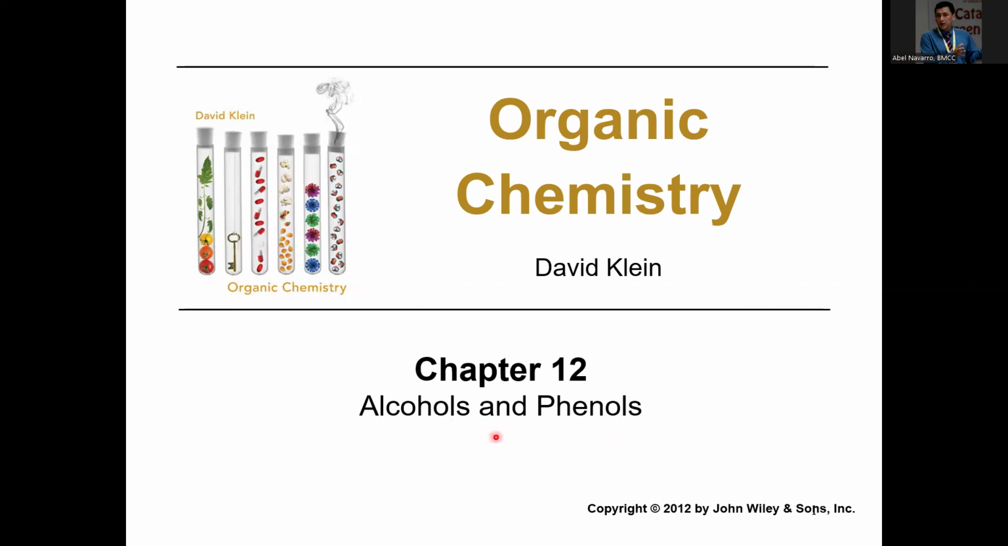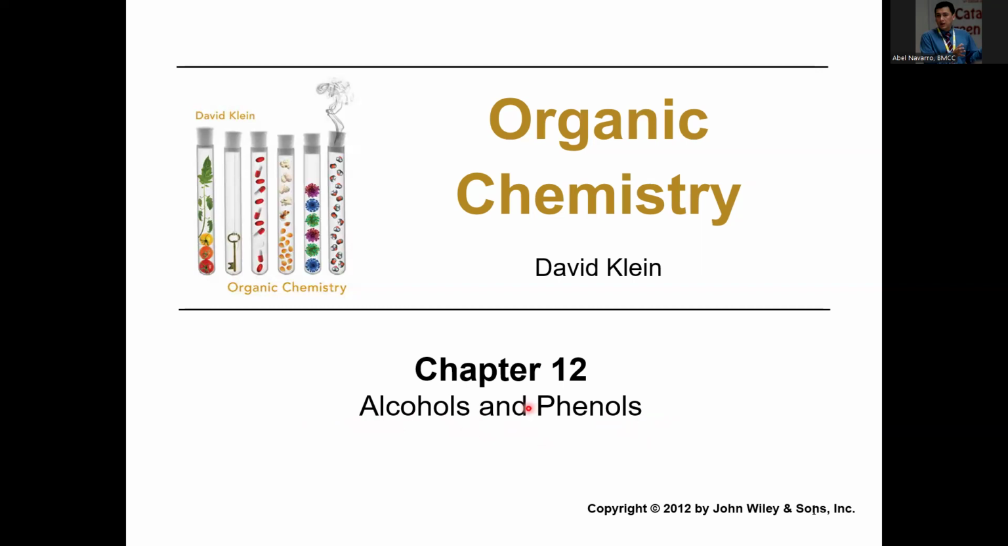phenols family. The difference between alcohols and phenols is basically the presence of an aliphatic chain or an aromatic chain. If there is a hydroxyl group next to an aliphatic chain, or single bonded, that's what we call an alcohol. If it's an aromatic ring or a benzene ring, we call it a phenol.